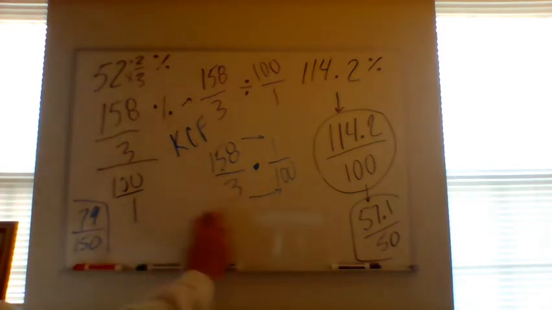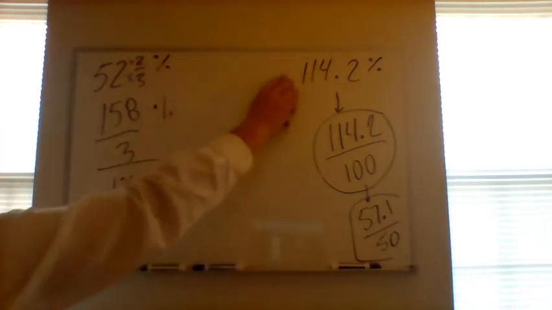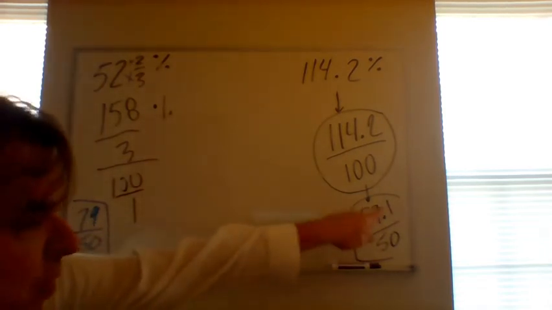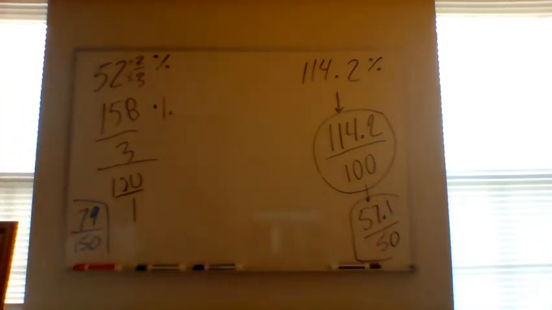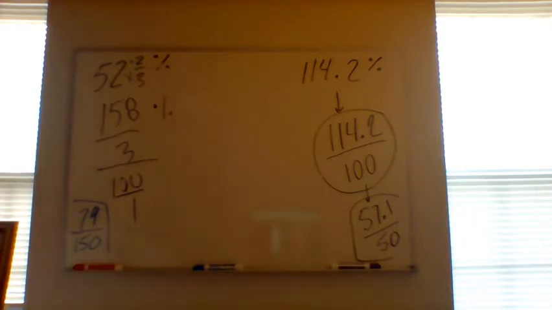All right, so the second part then, right? The second part is we need to write these as decimals. So if you took 57.1 divided by 50, it would give you a decimal answer. And if you took 79 divided by 150, it would give you a decimal answer. However, if you don't have a calculator, we need to know how to do this by hand, okay?